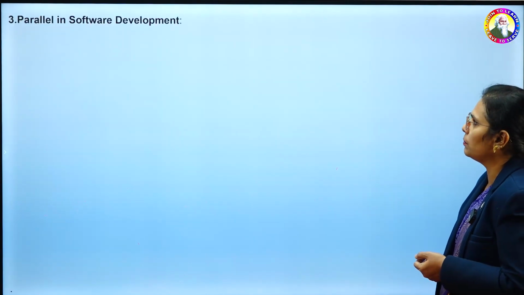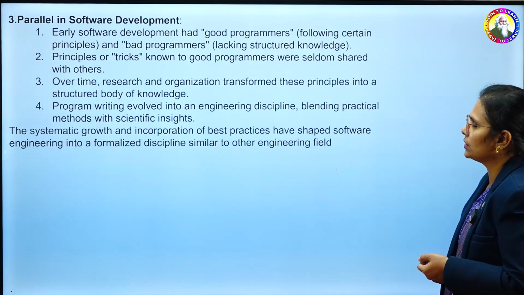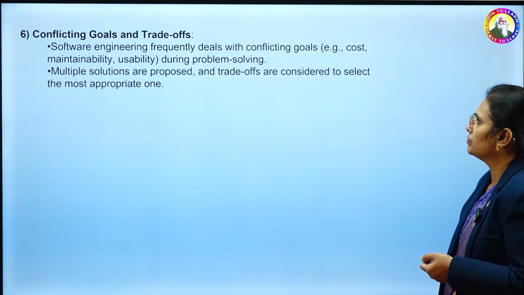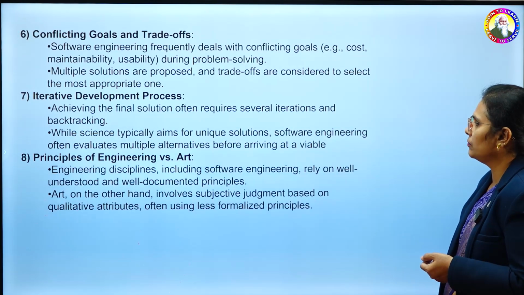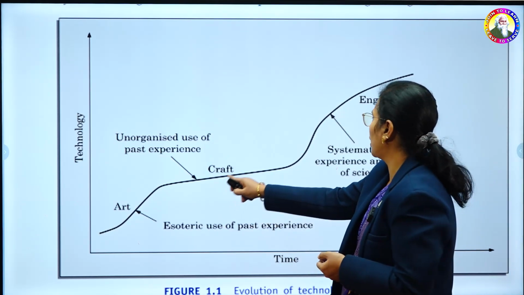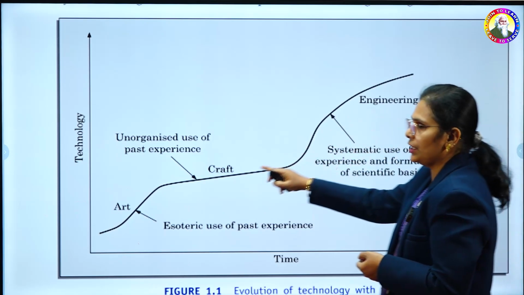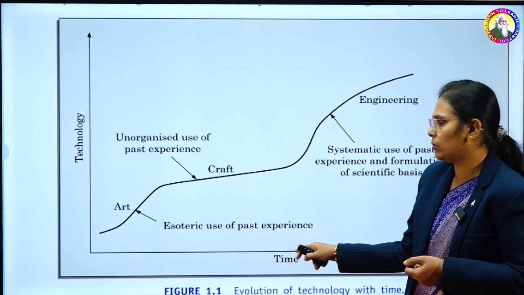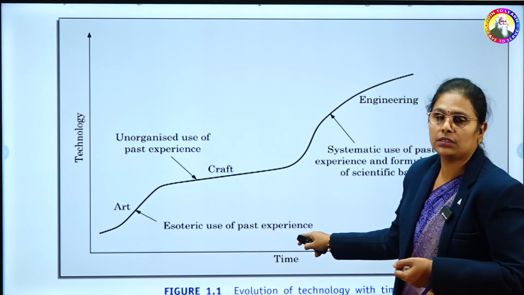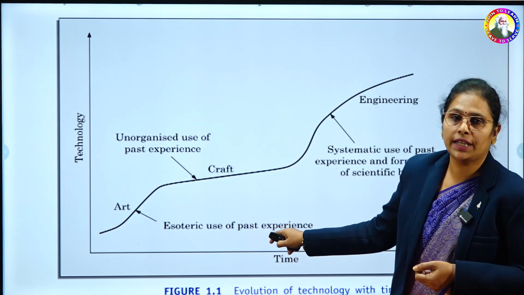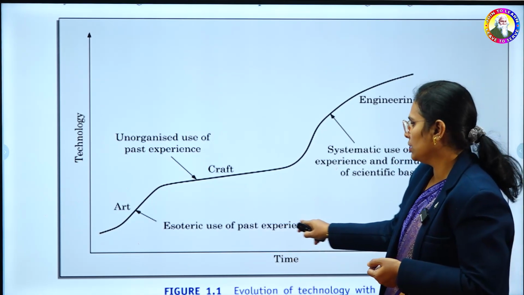Already we have covered all the points, like how it has conformed to a patterned model. Then coming to a graphical representation where we can explain time and technology from art to craft and craft to engineering. When it was an art, it was only esoteric use of past experience. As I told you just now, it is all about past experience. Our ancestors, from their childhood, started doing what we have seen in iron making or the steel making process. This is only art.